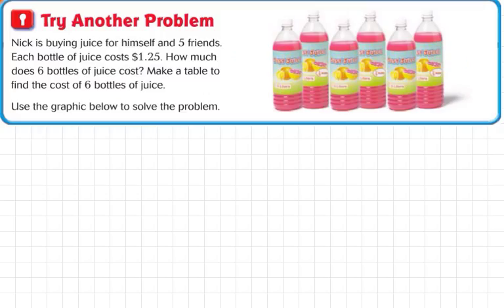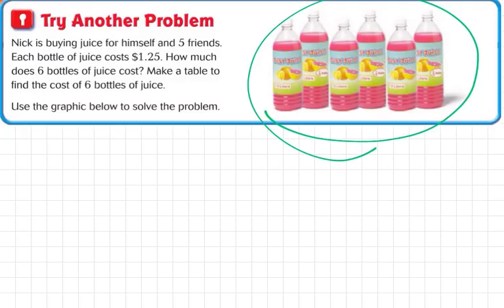Now, boys and girls, we're going to try another problem like this. You're going to see that there's less information in the graphic organizer, but we're going to complete it in the same manner just like we did the other one. So Nick is buying juice for himself and 5 friends. So think about it. If it's Nick and 5 friends, we notice how many bottles of juice there are. 1, 2, 3, 4, 5, and 6. How much does 6 bottles of juice cost? Make a table to find the cost of 6 bottles of juice, and we're going to use the graphic organizer below to help us solve the problem.